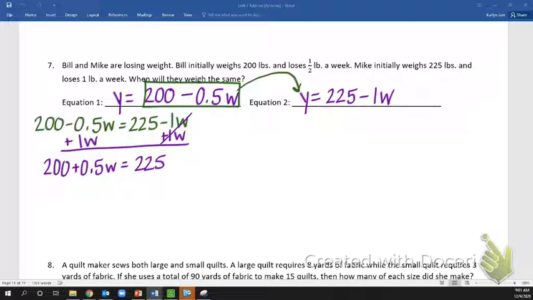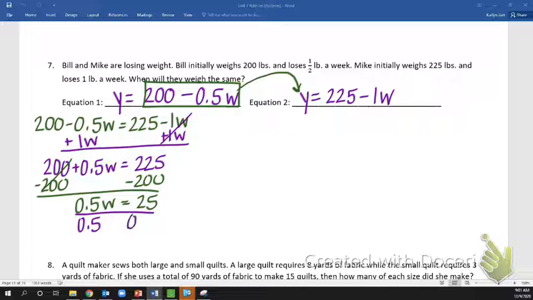Since all the w's are on the left, I need to get all the constants to the right. So I'm going to subtract the 200 to get 0.5w equals 25. And our last step here is to divide both sides by 0.5. And you get that w equals 50. Now again, w stood for the number of weeks. So that's after 50 weeks, they're going to weigh the same amount.